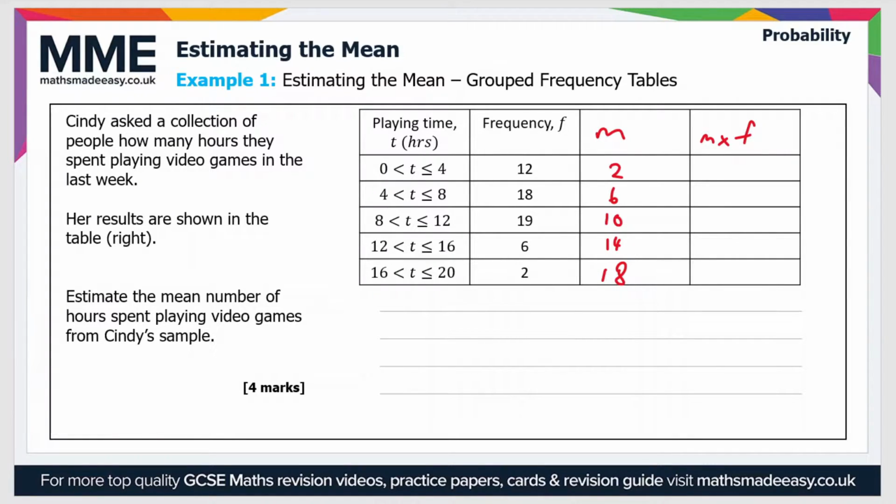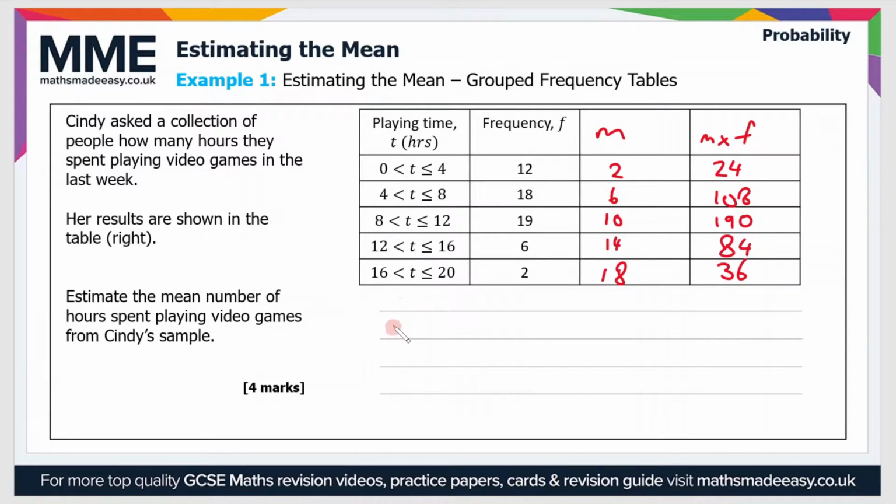Then for our midpoint times frequency column, all we do is we multiply the midpoint by the frequency. So the first one is 2 times 12, which is 24. And then the next one is 108, and so on. And let's just fill out the rest. So we get 190, 84 and 36.